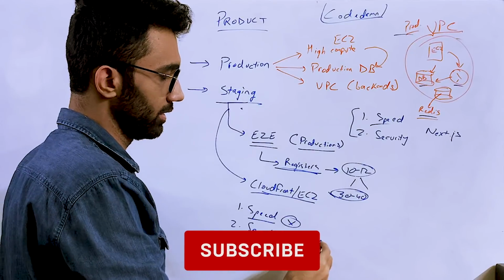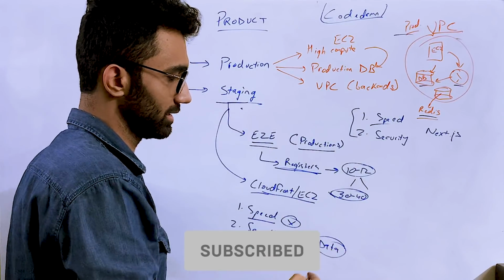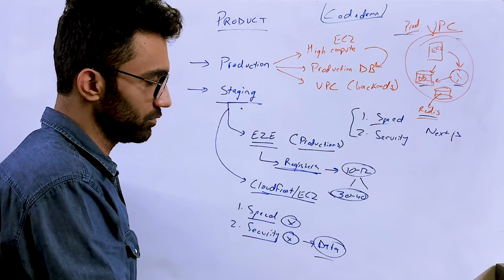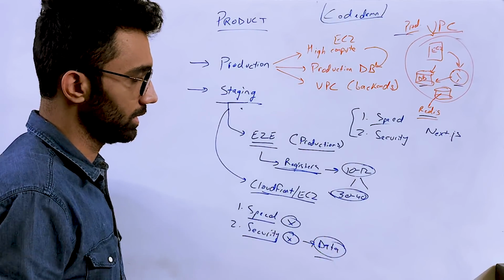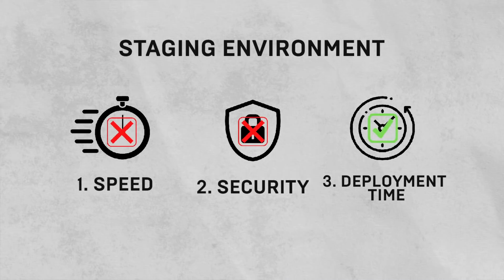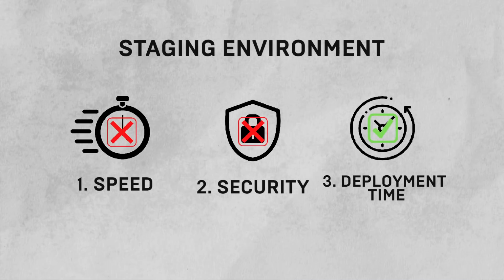All the data over here is basically useless. It consists of useless users. I mean, not useless users. It's just mock data which we have created, so it's useless for anyone. And the speed here does not really matter much. What matters is the deployment time, because we want deployment time to be minimal.